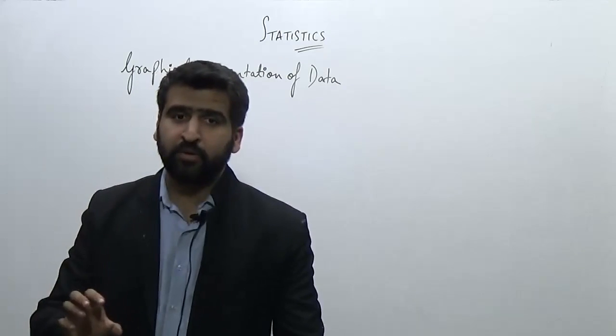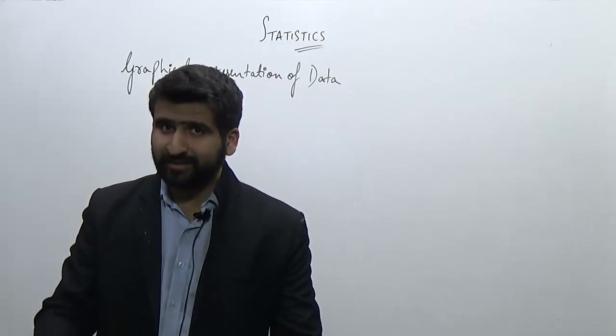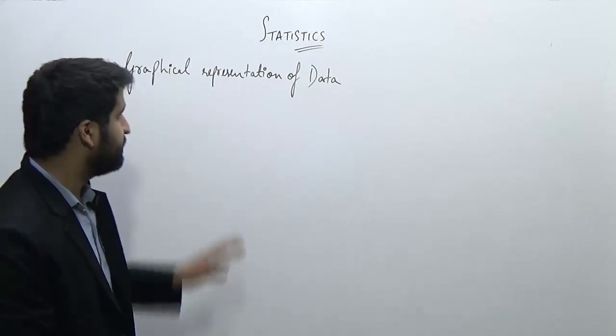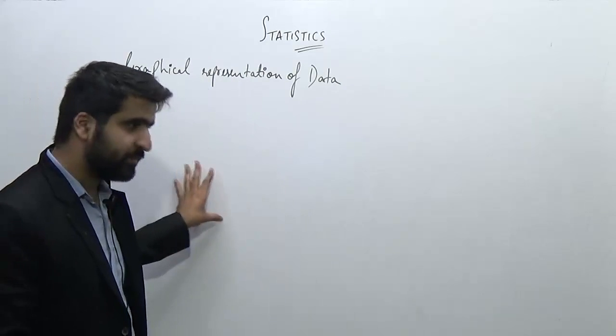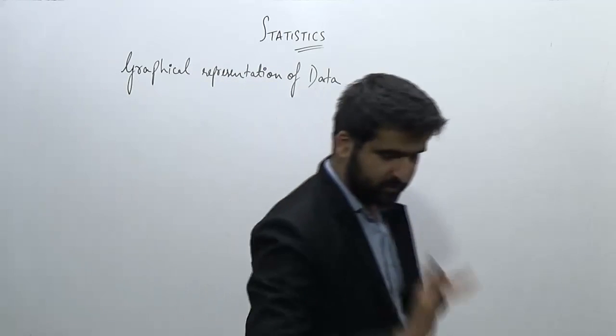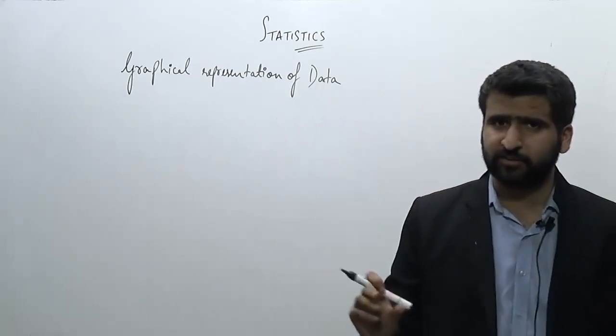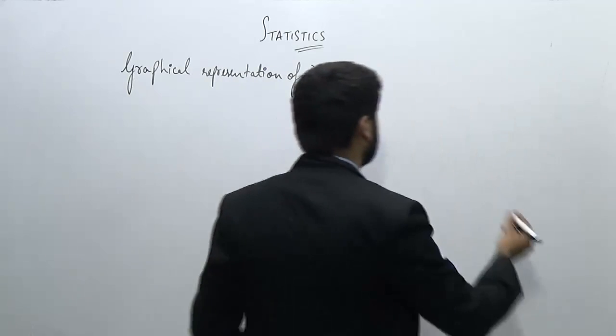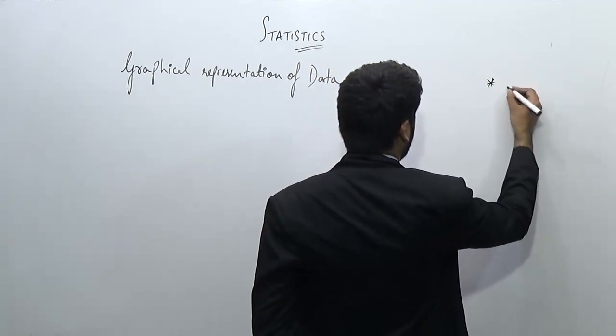So the second step, which comes after classifying the data, is how to represent the data. And we always represent the data on a certain graph. Okay, let's see what the different types of graphs we can have for a given data are. The first one is the bar graph.